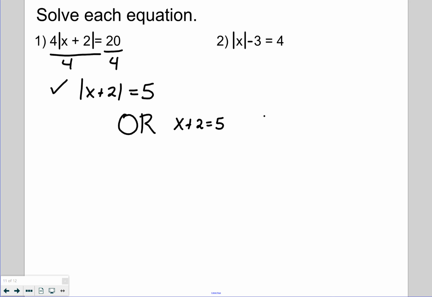Now, when you move it over on the right side, do you see how nothing has changed? When I write the word or, the absolute value is gone.